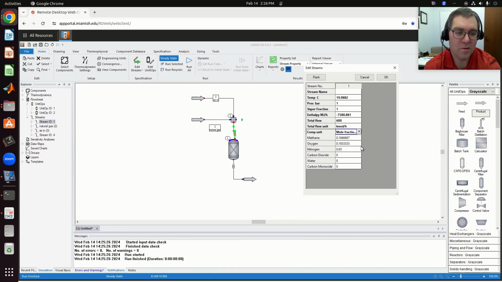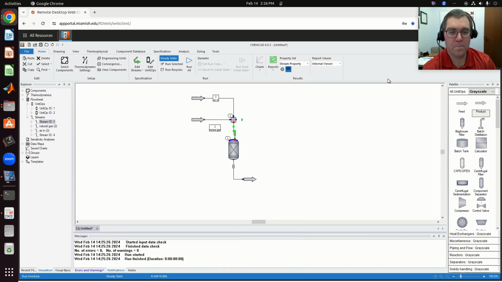Cool, right? And so I've got pretty close to the same mole frac of methane and oxygen, which is cool. So the only benefit of the mixer is being able to look at the composition of that feed stream to my reactor.